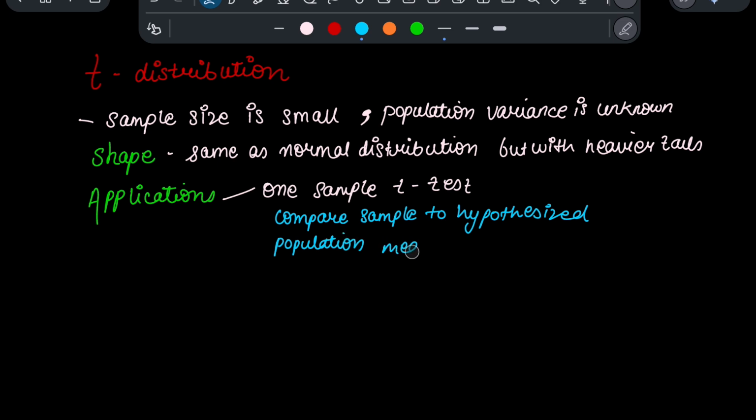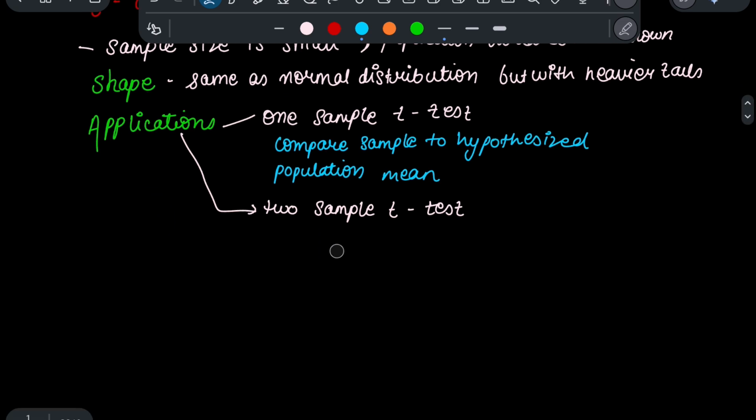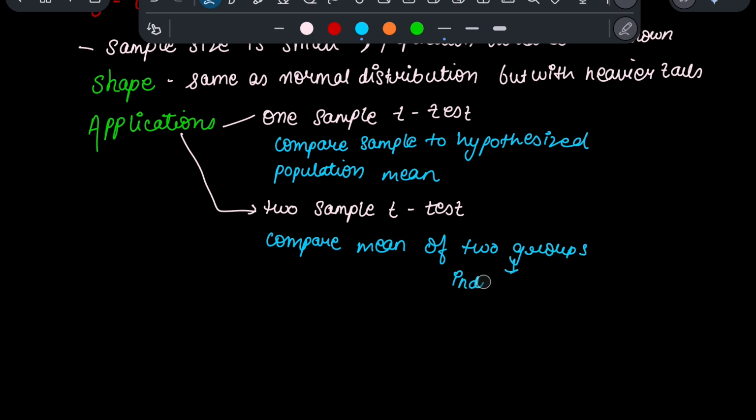The second application is the two sample t-test. In the two sample t-test, we compare the means of two groups. These two groups can be independent or paired.